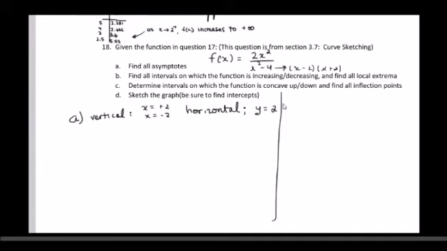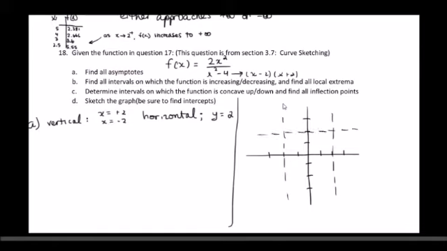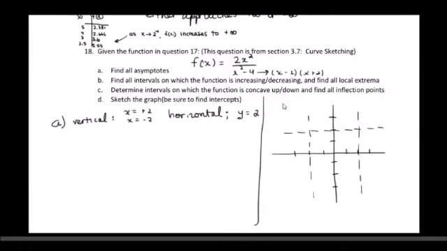I'm going to kind of separate this. I know I'm going to have very limited room, but I'm going to put the graph over here. I'm going to go ahead and at least put the parts that we've identified in part A. So vertical asymptotes at -2 and +2, and a horizontal asymptote at +2. Now part B, find all intervals in which the function is increasing and decreasing and find the local extrema. This would come from section 3.1, 3.2. This is just the first derivative and the first derivative test.